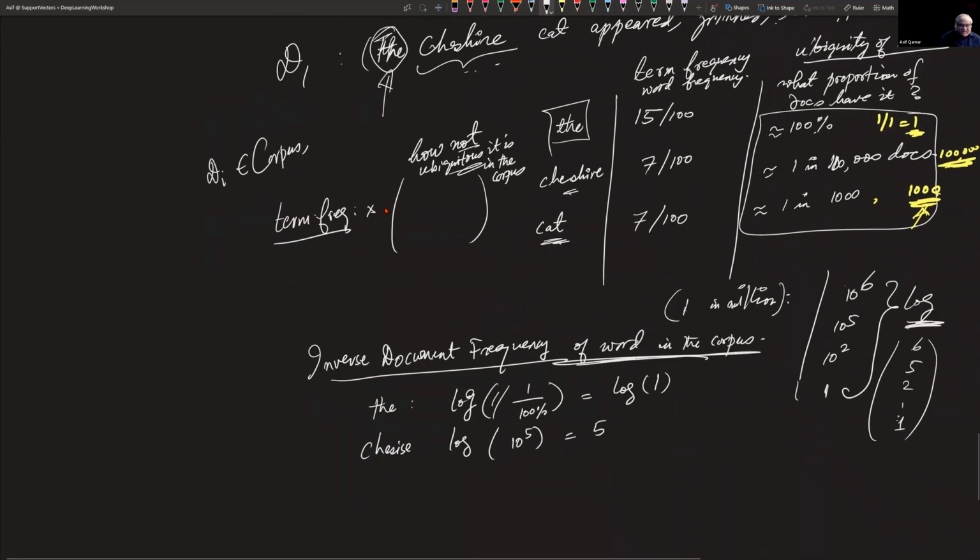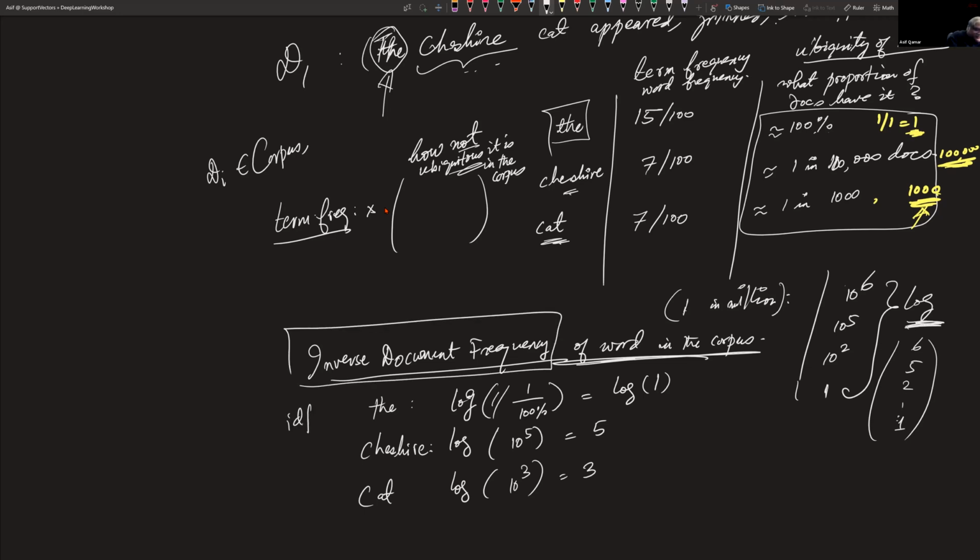On the other hand, the word cat, let me put the word correctly, Cheshire cat. And the word cat is there. Log of 10 to the 3. Yeah, this would be 3. So let us define the inverse document frequency like that. IDF of the is log 1. What is log 1? Does anybody remember what is log of 1? 0, exactly.